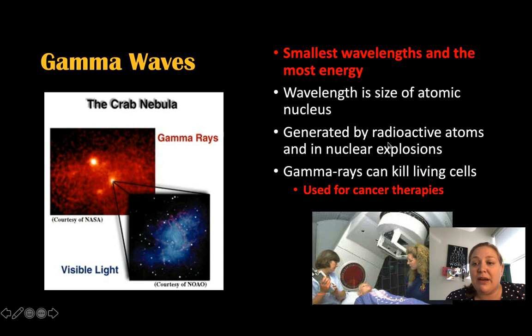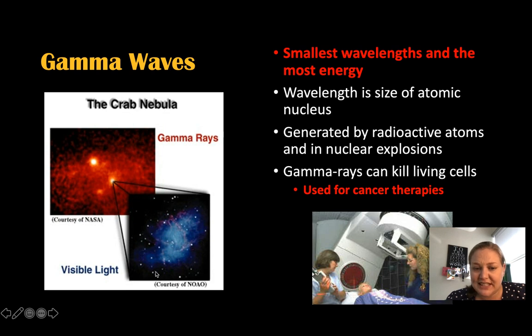Gamma rays are generated by radioactive atoms and during nuclear explosions. And gamma rays can kill living cells. If you are familiar or know somebody who has ever had radiation therapy for cancer, it is actually using minuscule doses of gamma rays in very specified locations to hopefully kill those cancer cells while leaving as much of the surrounding tissue undamaged.